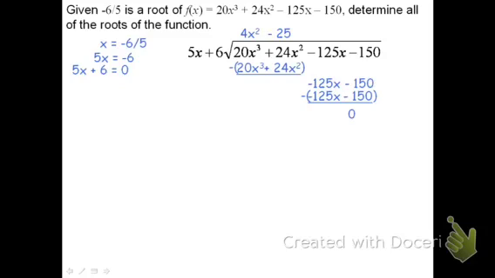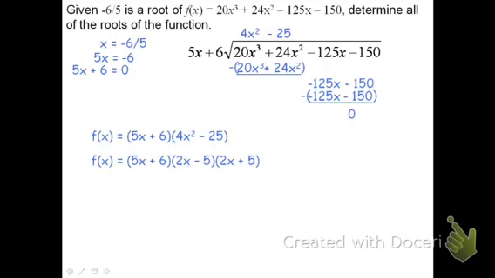We can now rewrite the polynomial as saying f of x equals the quantity 5x plus 6 times the quotient, which is 4x squared minus 25. I need to see if I can simplify my quotient a little bit. And I can, because I recognize the 4x squared minus 25 is a difference of squares. I know that can be rewritten as the quantity 2x plus 5 times the quantity 2x minus 5. Now this is the factored form of the polynomial.